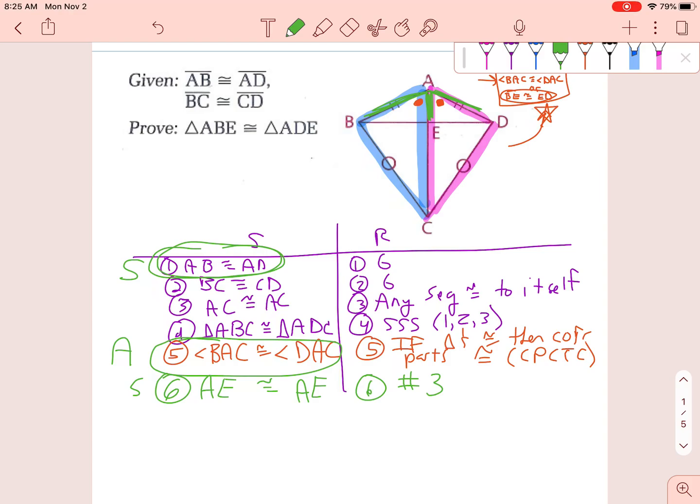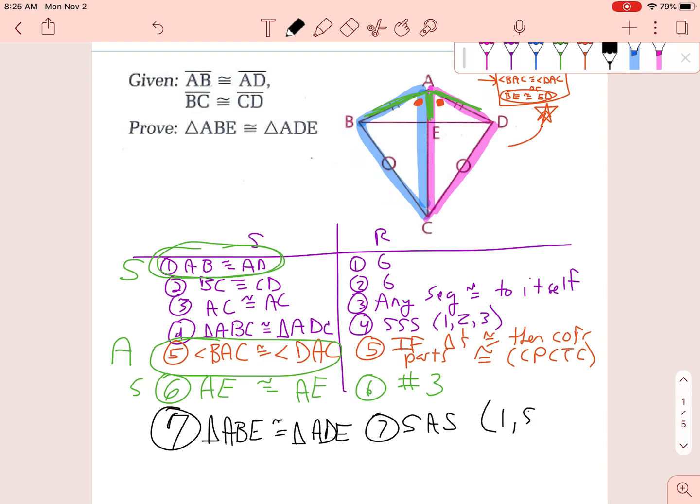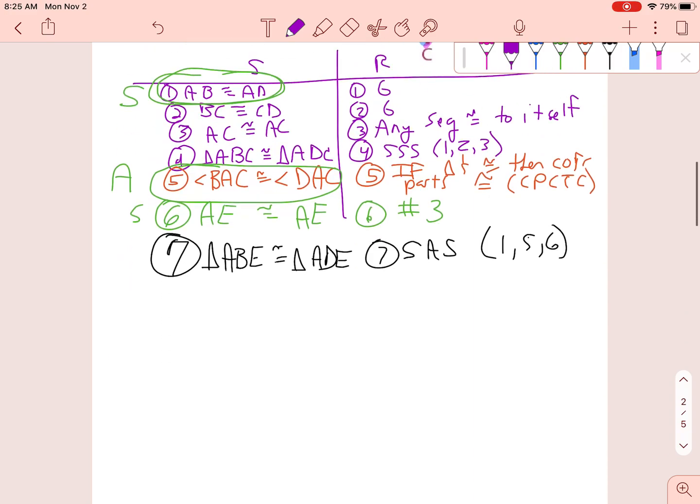That's the reflexive property. Okay, so I now can say what I'm needing to say, which is triangle ABE is congruent to triangle ADE, and that is by side, angle, side, and that is in steps 1, 5, and 6. So we had to take a detour. It's okay, we finally got accomplished what we needed to get accomplished.